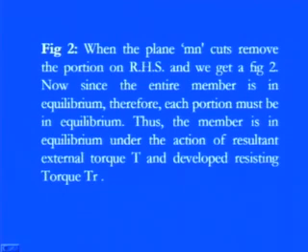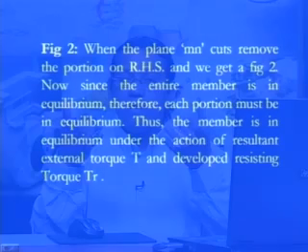Thus, a member is in equilibrium under the action of resultant torque T and the developed resisting torque TR. So, you will always find that they are trying to act in such a way that whatever torque we apply, they can form a resultant torque TR that can oppose it, and the member tends toward an equilibrium state.